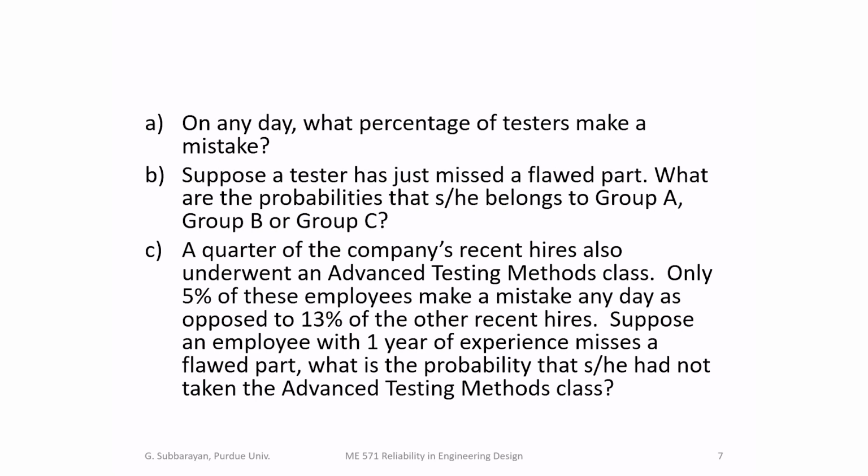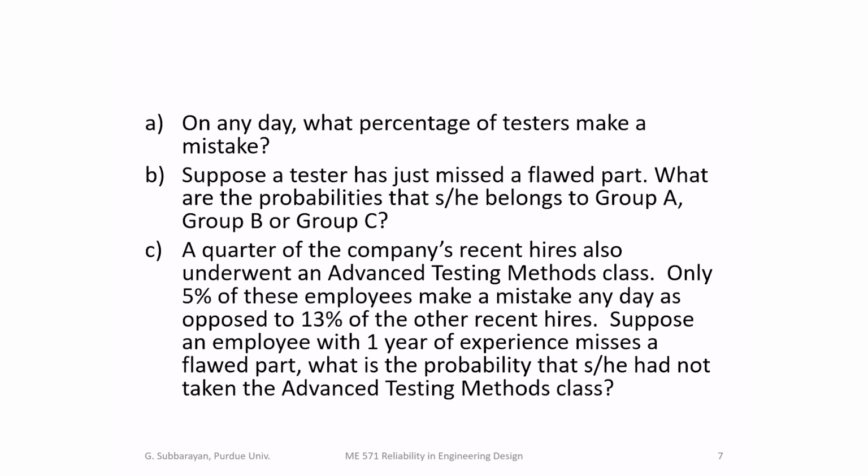So the first question is, on any given day, what percentage of testers make a mistake? Of the total employees, what fraction make a mistake when testing a part? That's the first question. Second question is, supposing a tester has missed a flawed part, what are the probabilities that the tester belongs to group A, B, or C?